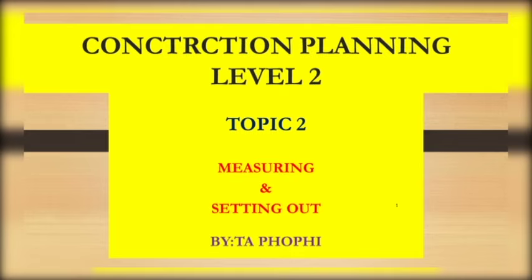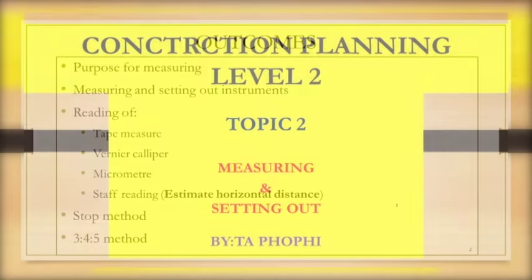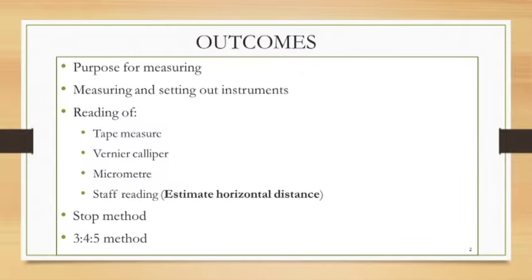Today's lesson is about construction planning level 2, which we pick up on topic number 2, which is based on measuring and setting out instruments. The outcomes covered are as follows. We are going to look at the purpose for measuring. We are also going to look at the measuring and setting out instruments. We'll also check the readings of the following instruments: the tape measure, the vernier caliper, the micrometer, and the staff reading. Then lastly, we are going to wrap it off with the 2 methods.